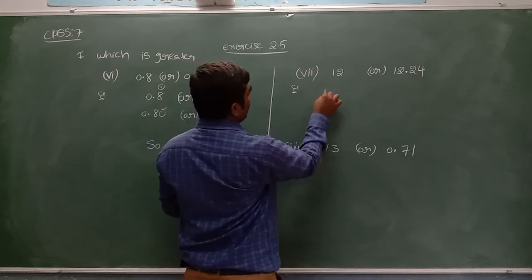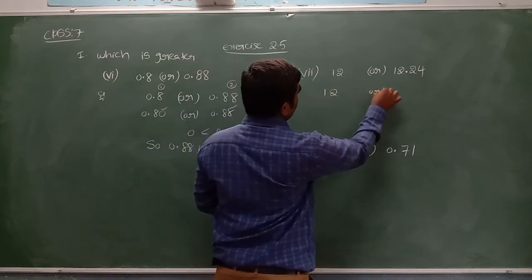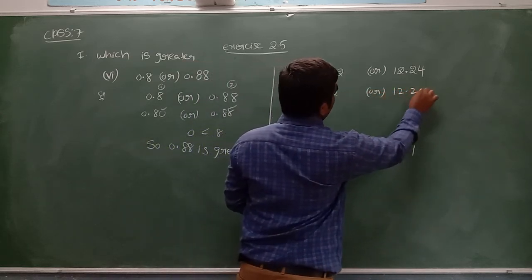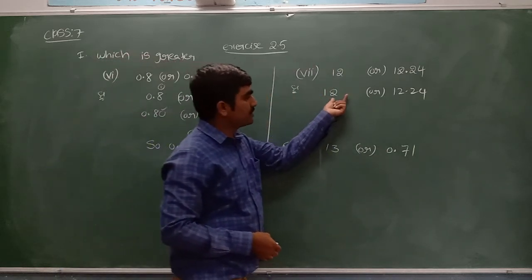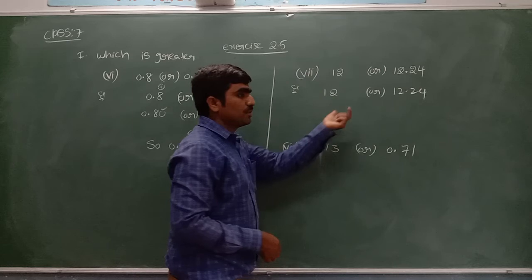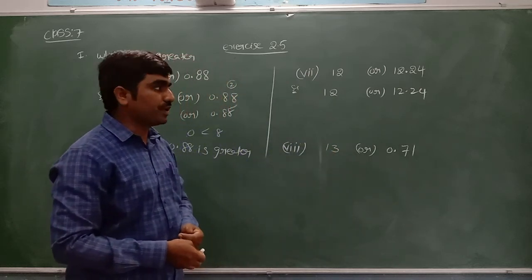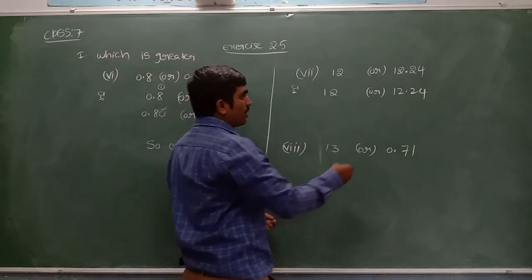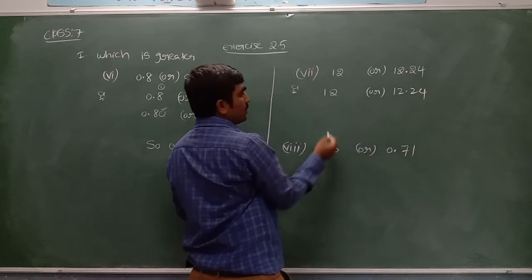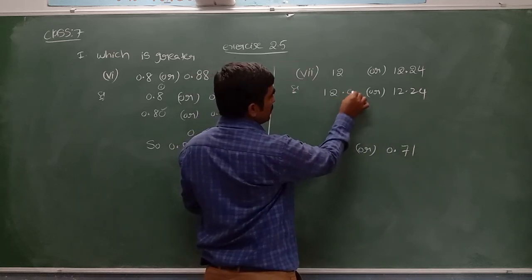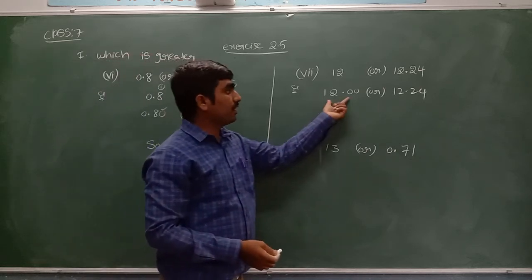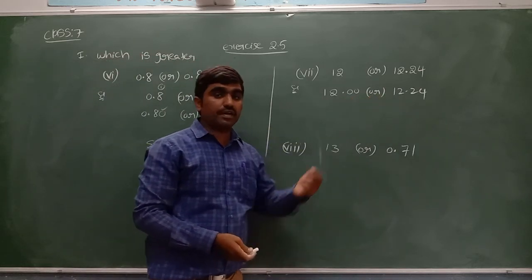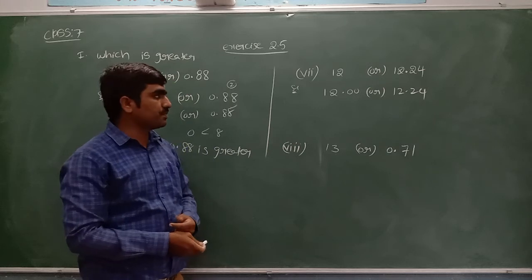Next: 12 or 12.24. First you have to make both decimals like decimals. Here there are no decimal places. Here you can see 2 decimal places. So we have to make both have 2 decimal places. Here we already have 2 decimal places. Here, to get 2 decimal places, we should keep 2 zeros in the decimal part. Now both are like decimals having the same number of decimal places.